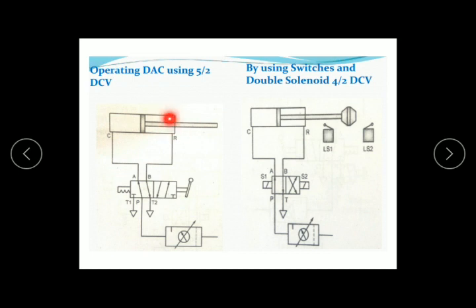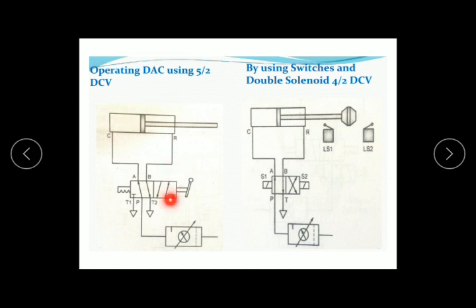So air from the rod end side is passing through port R to B to T2, and T2 is the exhaust for the system. From the exhaust, air is directly sent to the atmosphere. So this is the closed circuit for the 5/2 DCV: from compressor to FRL, FRL to P, P to A to C, then extension. After extension, air from the rod end side is passing to the atmosphere. So this is the first stage of the 5/2 DCV.